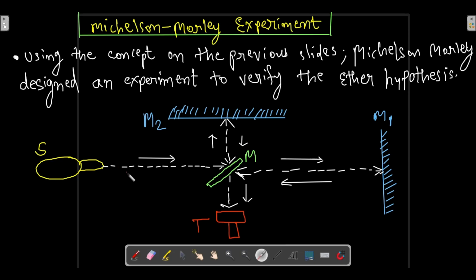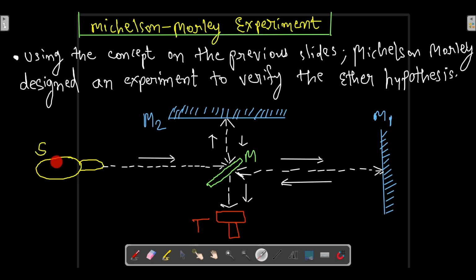Now in this particular figure, these dotted lines might be visible to you. I request you to consider these dotted lines to be straight lines, because they are not appearing like straight lines, but they are straight lines indeed. Consider this to be a straight line, this to be a straight line, and also this to be a straight line. These dotted lines show the ray of light.